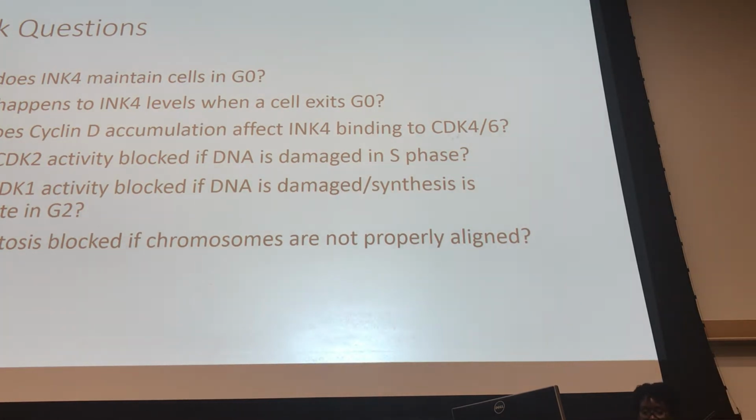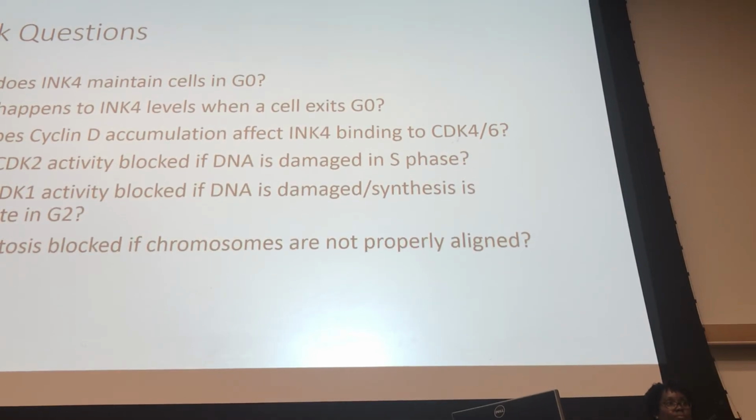Can you answer how CDK1 activity is blocked if DNA is damaged or if synthesis is incomplete during G2? So in G2, if there's DNA damage, things like WEE1, or CHK1/2 inhibit the cyclin A CDK complex. So for WEE1, how would it block CDK1 activity? WEE1 phosphorylates the CDK1.